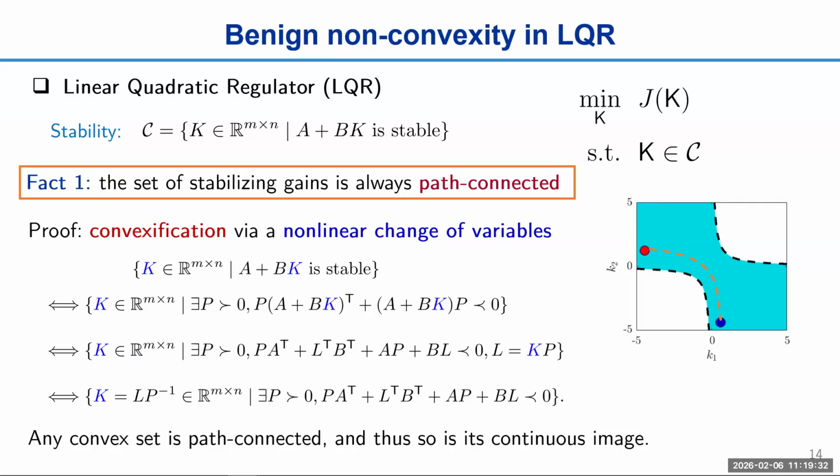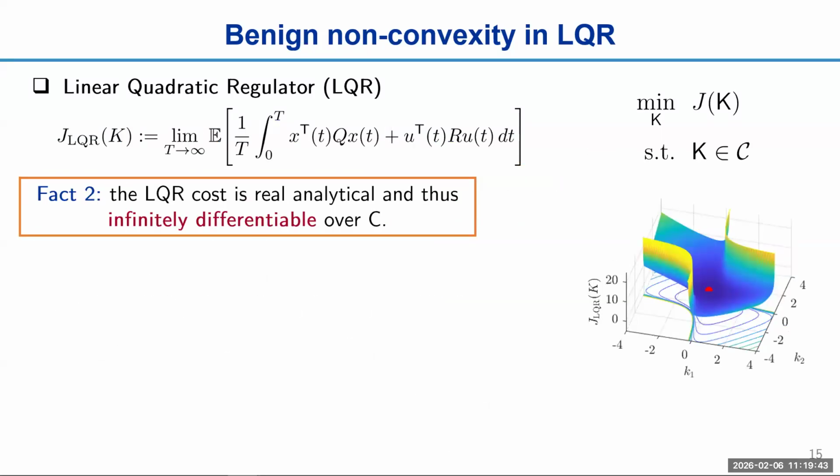Okay, good. So that's the first result. This is path connected. It looks better than general non-convexity. And also the LQR cost.